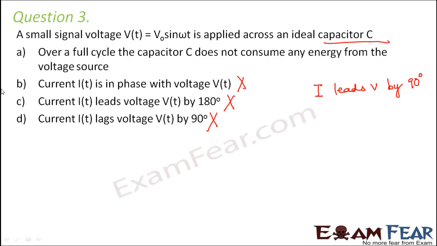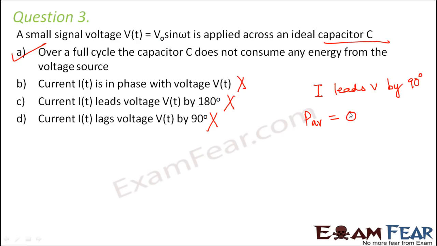That's absolutely correct. Because we have also learned that when we calculate the average power consumed in a cycle, we see that in case of a capacitive circuit, since the phase difference is equal to 90 degree, therefore the power factor is equal to 0 and therefore the average power consumed over one cycle is equal to 0, which means that the energy spent over one full cycle is equal to 0. So therefore we can say that over a full cycle the capacitor does not consume any energy from the voltage source. So A is the correct option.